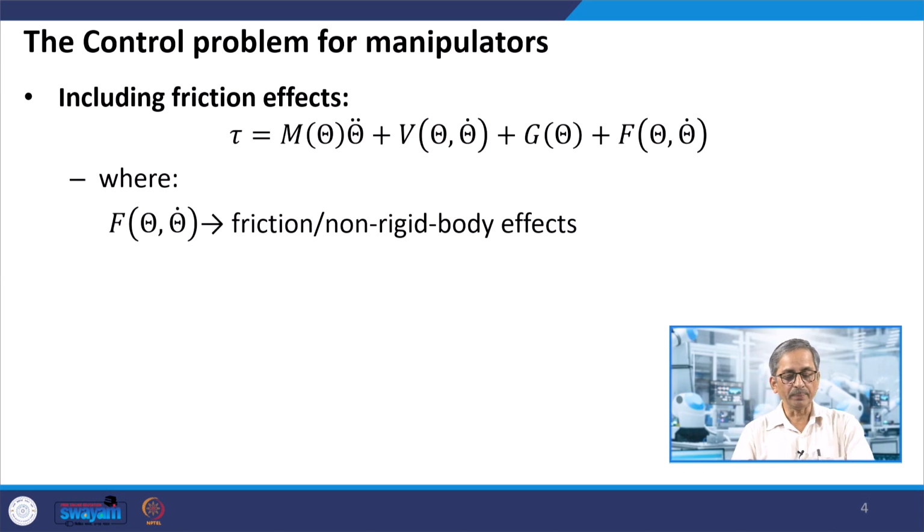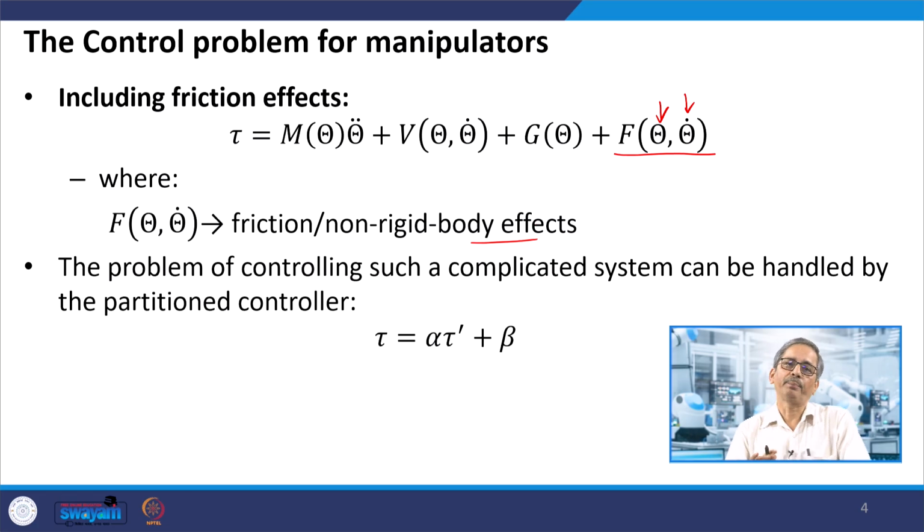If we want our torque requirement to be more realistic, we need to consider the friction terms as well, and we have seen that friction can be very nicely modeled as a function of theta and theta dot. So F(theta, theta dot) is friction and non-rigid body effects. The problem of controlling such a complicated system can be handled by the partitioned controller, which we have already seen earlier during the linear control and the nonlinear control lectures.